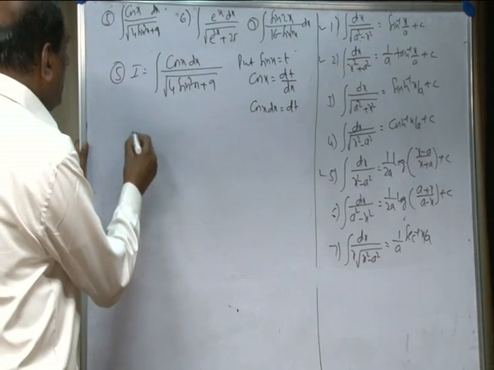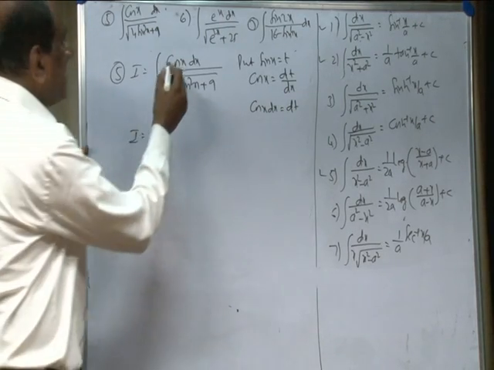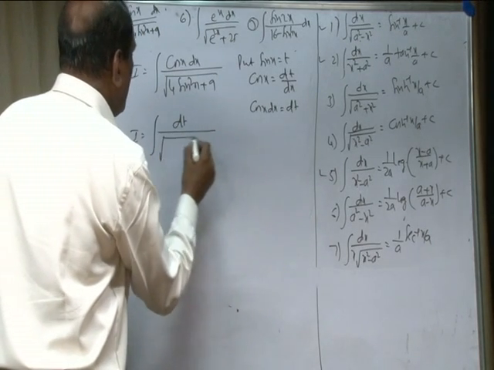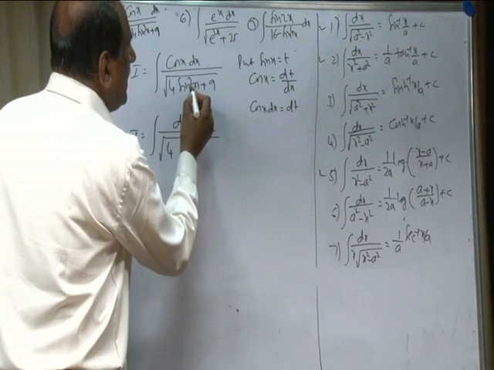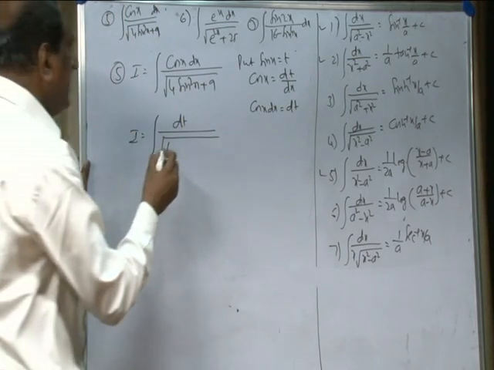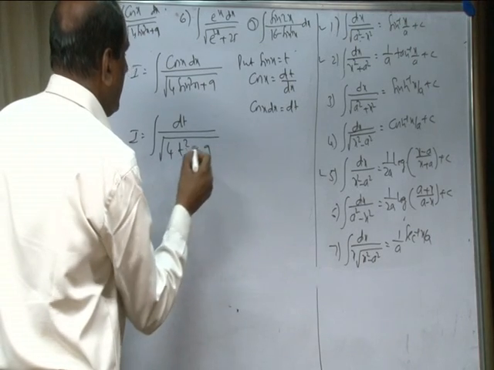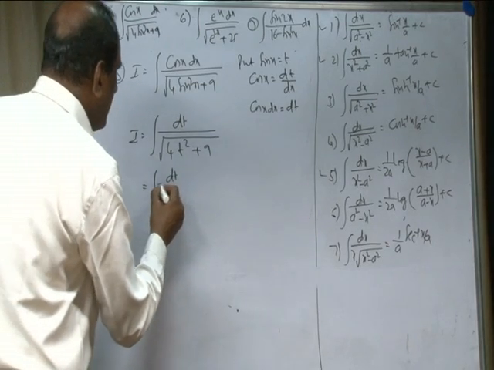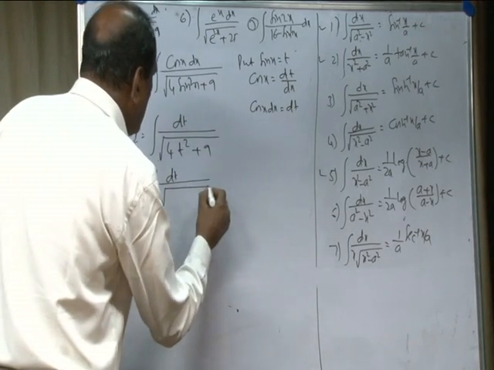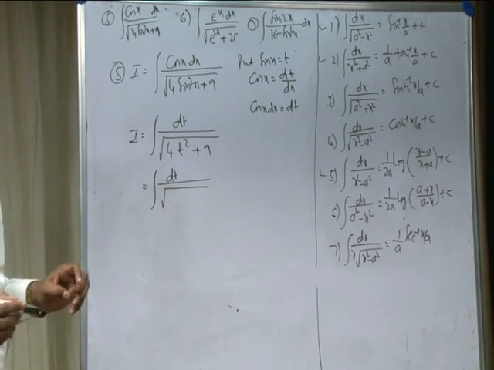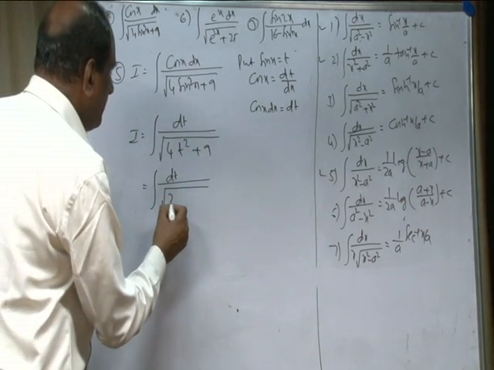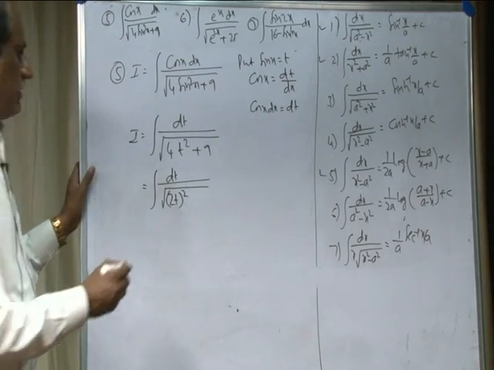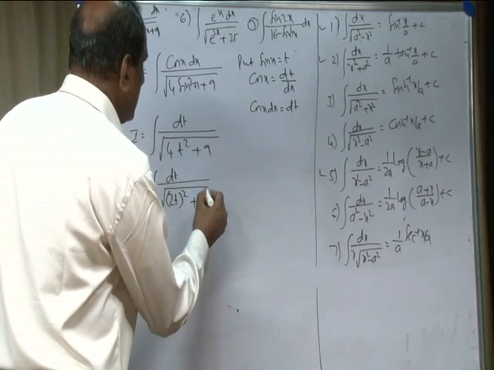Now, the given integral becomes: cos x dx is dt, divided by 4 into sin x is t, sin square x is t square, plus 9. Now, we can write this in the form of dt divided by the denominator expressed as a sum of perfect squares. 4t square can be written as 2t whole square, plus 9, that is 3 square.